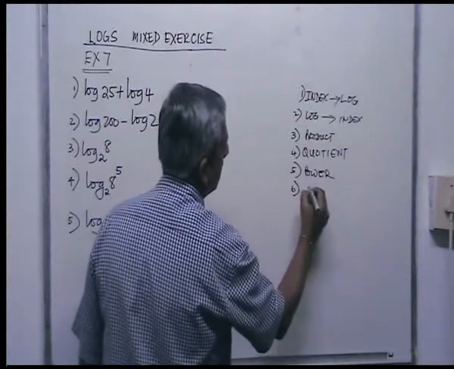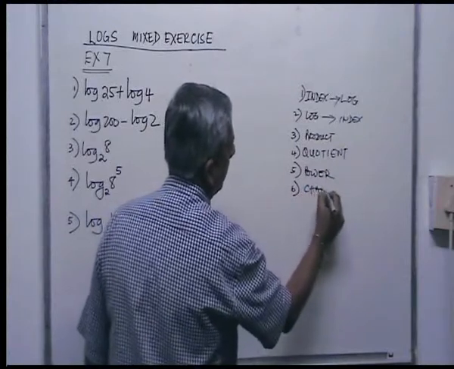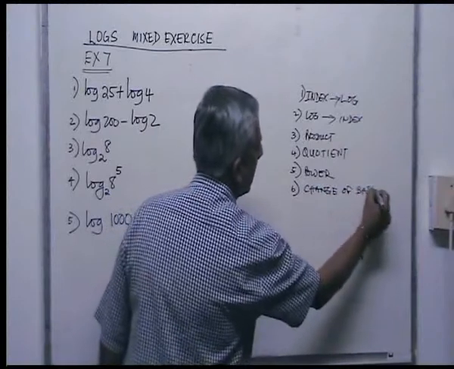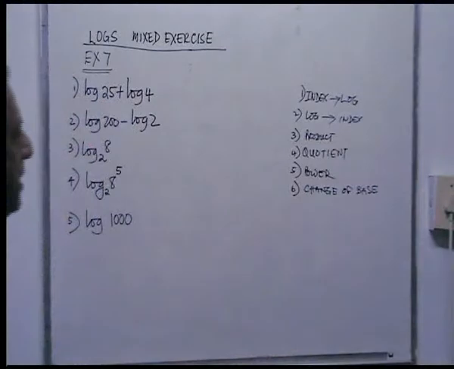And 6 is the change of base. Now it doesn't mean the question is going to come in this order. It can be in any order, and you'll have to use one or more of those 6 rules to solve the problems.